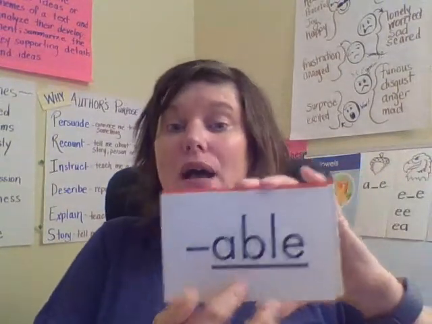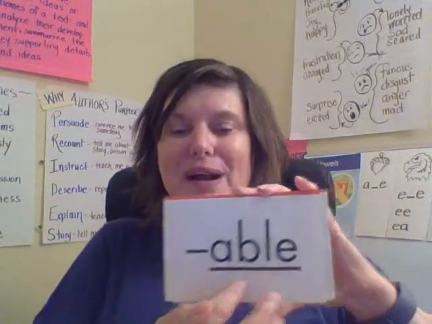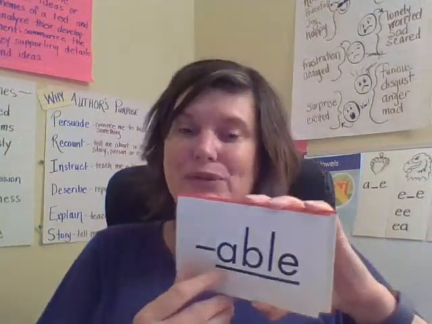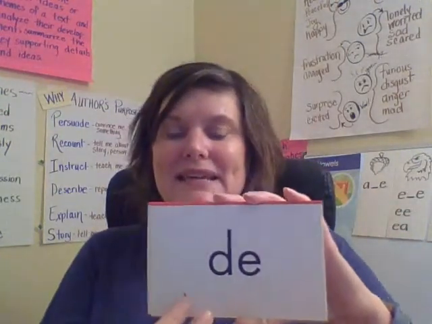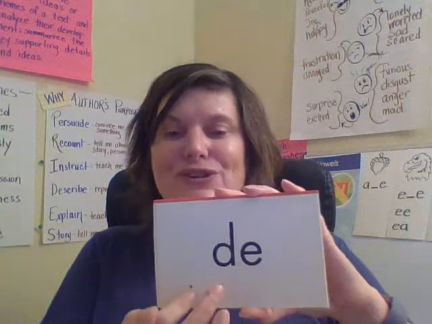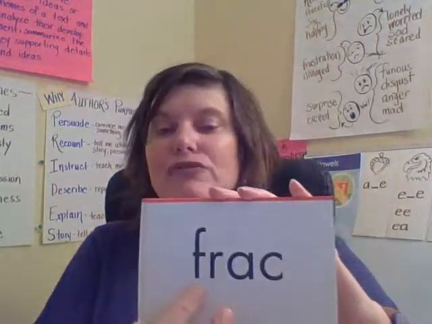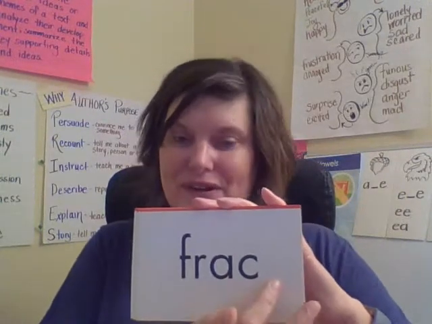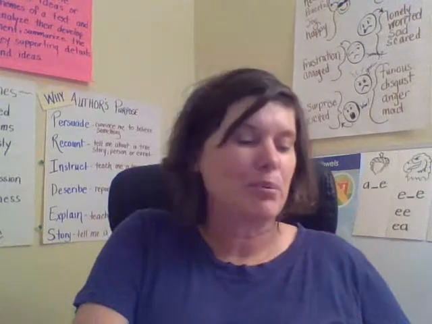And this one is a bull. Together, a bull. Your turn. Good. And this also means able to when you see it at the end of a word. D. Together, D. Your turn. Good. Frack. Together, frack. Your turn. Very good. And remember, this means break.